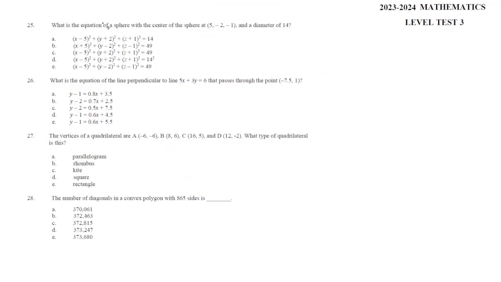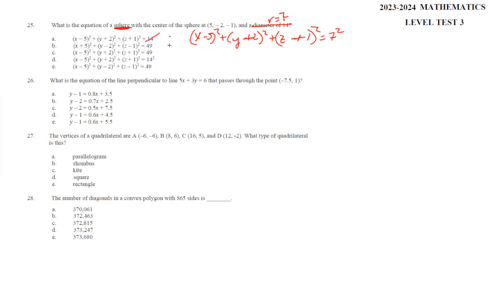Number 25, what is the equation of a sphere? Notice we're now in 3 dimensions, so we're going to have x minus this guy. (x - 5)² + (y - (-2))² + (z - (-1))² = diameter of 14. That's radius of 7, equals 7 squared. And that's the three-dimensional a² + b² + c² = d². So that'll be a plus, that'll be a plus, and we get (x - 5)².